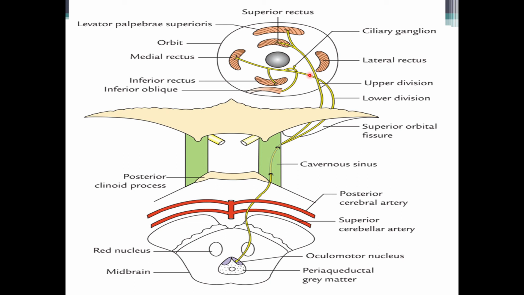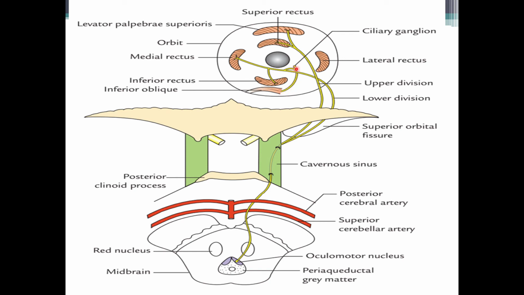It divides into three branches. You can see it dividing into three branches: this is the first one, this is the second one, and this is the third one. The third one supplies the medial rectus from its orbital surface. The second one supplies the inferior rectus via what? Via the orbital surface. And the first one, this is the important one, the longest division of the oculomotor nerve, supplies the inferior oblique via its posterior border.